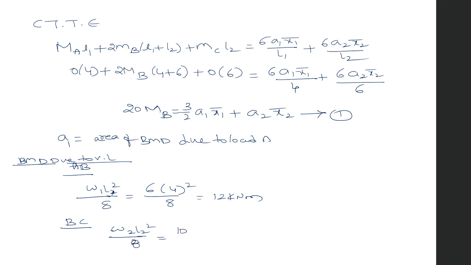So W2 is 10 is given and L2 is 6, so W2 L2 square by 8, you will get 45 kilonewton meter. So these are the bending moment values due to vertical loads. Now let us see A1 x1 bar and A2 x2 bar.